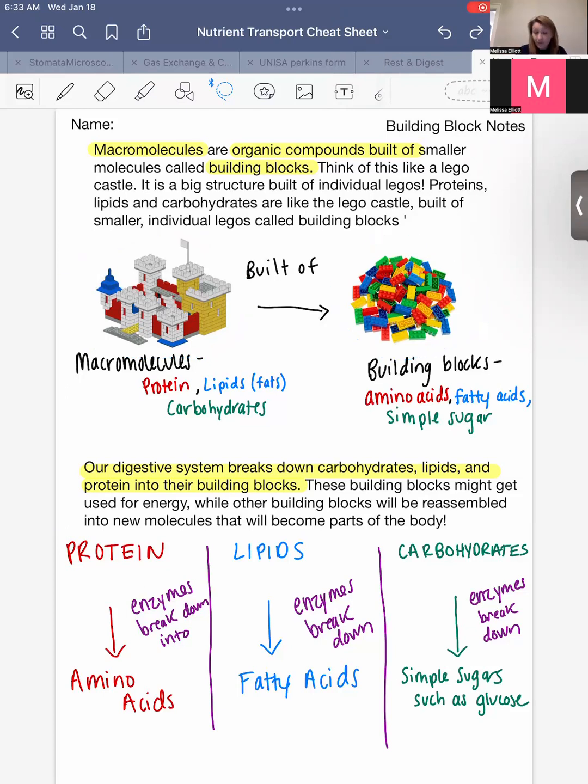Last but not least, we have our carbohydrates, right? Or our sugars. And so enzymes are going to break those down into something called simple sugars, which we know one common one is glucose. Those are not the only simple sugars, but it's the most common simple sugar. So if this is a huge carbohydrate, you're eating a piece of bread or that Texas Roadhouse roll, then your body is going to break it down into individual simple sugars.